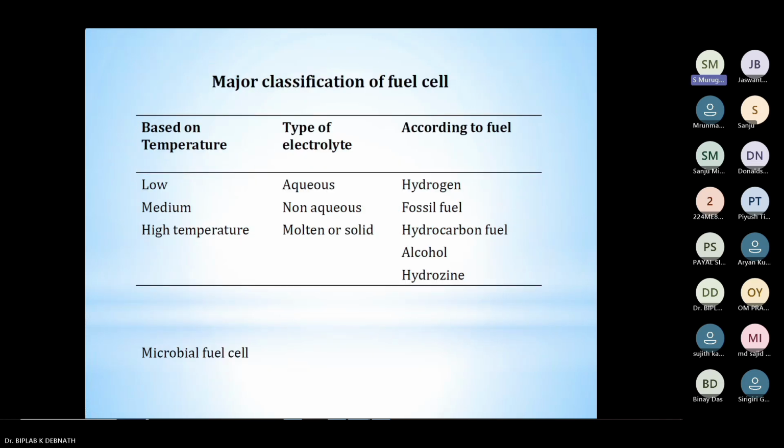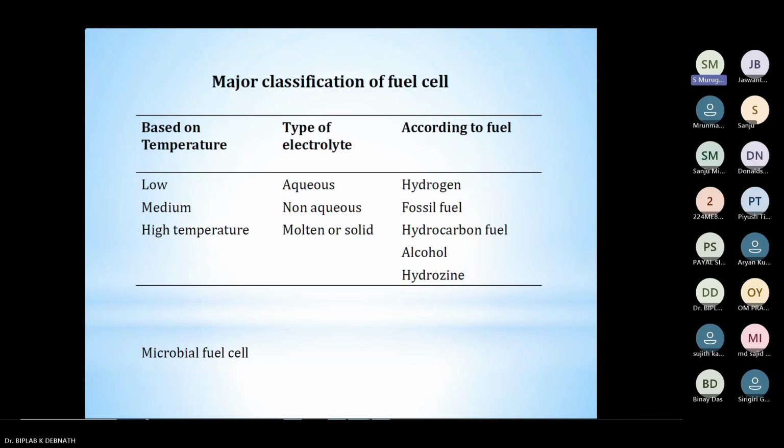Now, a fuel cell is a device that converts chemical energy into electrical energy. That is the basic concept. But fuel cells can be classified mainly in three ways. One is based on temperature, the second is the type of electrolyte you use, and the third is according to the nature of fuel or type of fuel you use.